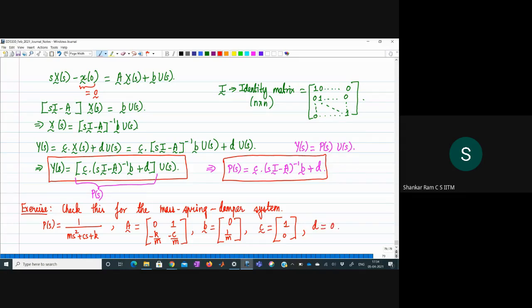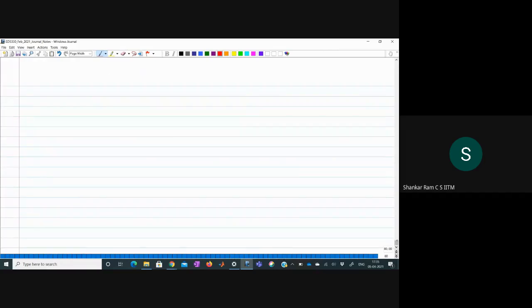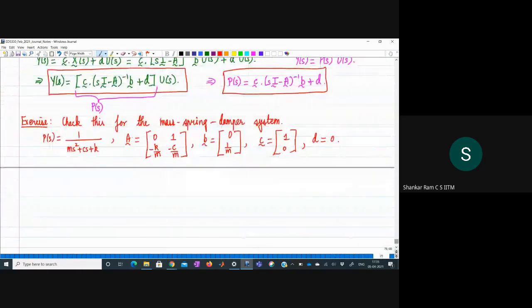What I'm giving as an exercise is to substitute these values of A, B, C, and D into the above expression, and you should get 1 by ms squared plus cs plus k, right? So that is the expectation. Please do that, and just verify that expression. Okay, fine. All right. Any questions still here?